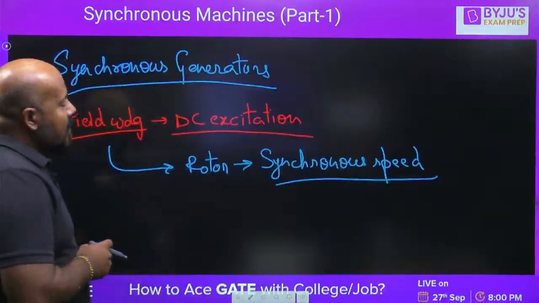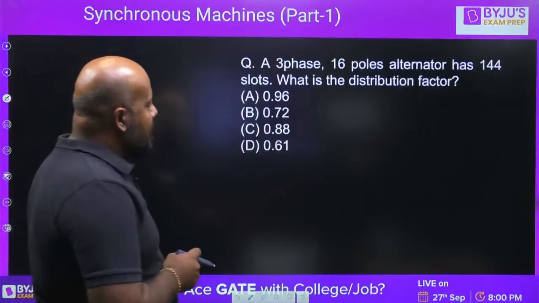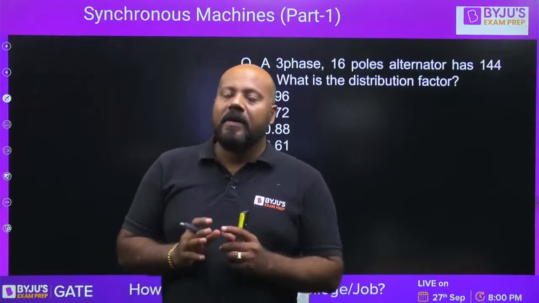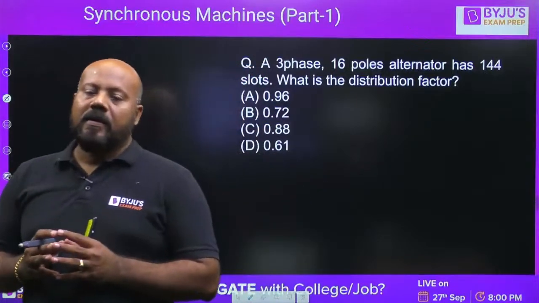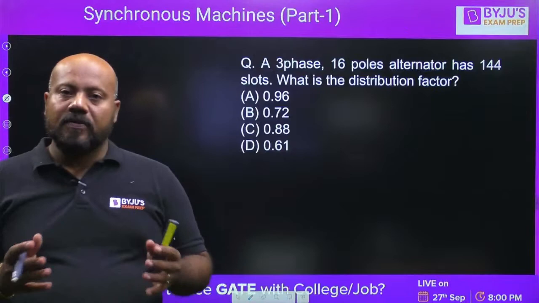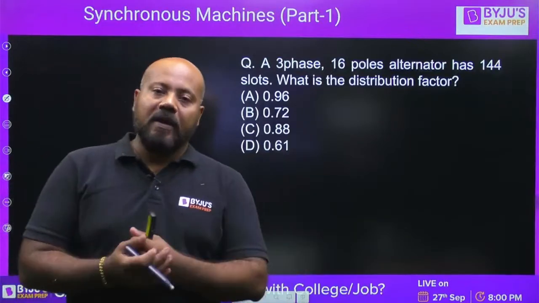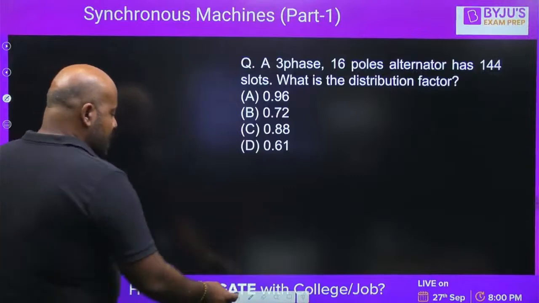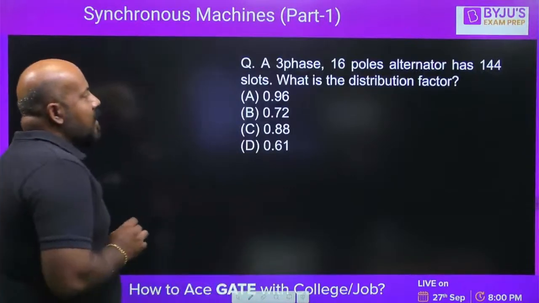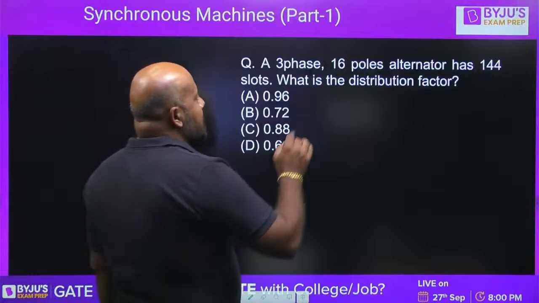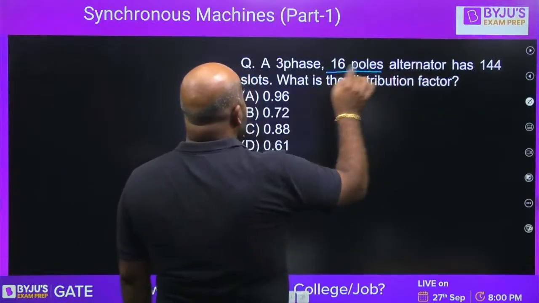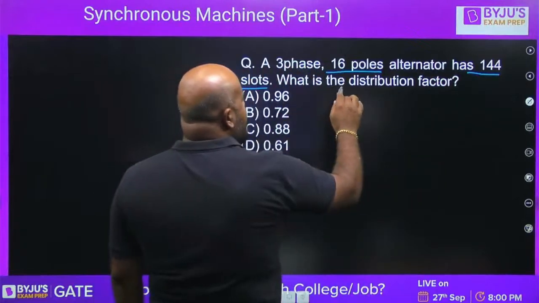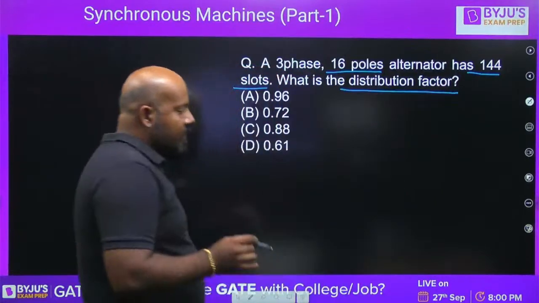Anyways, so let us start with the first question. In today's session, we are going to have comparatively simple questions. In the second part, we will be having little more advanced type of questions. Let us see what this question is saying. This question is saying a three-phase 16 poles alternator has 144 slots, and he is asking what is the distribution factor. How we define the distribution factor?